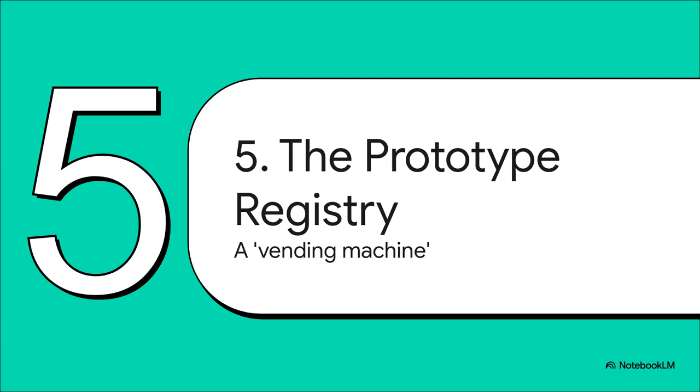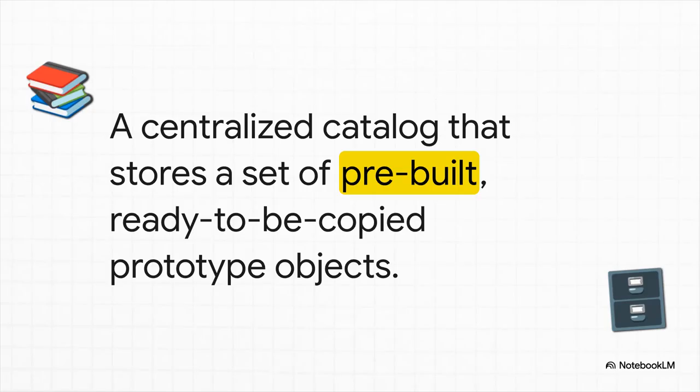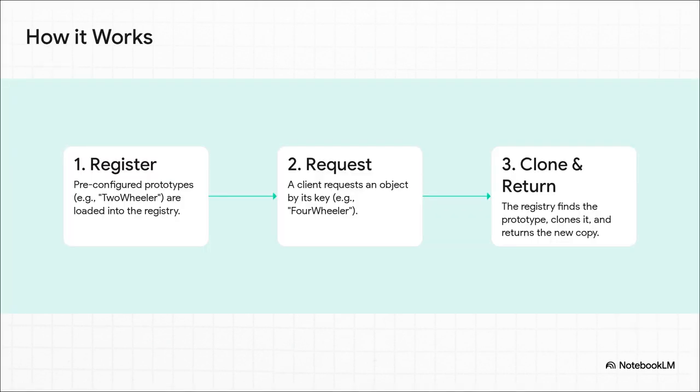Well, there's a really elegant pattern for that too. Instead of just having them scattered all over your code, you can centralize them in what's called a prototype registry. Think of it like a vending machine for your objects. Yeah, it's exactly what it sounds like. It's basically a catalog, or a library, that holds a collection of your fully configured, ready-to-go objects. Each one is stored under a simple name, just waiting to be copied. And using it is incredibly simple.